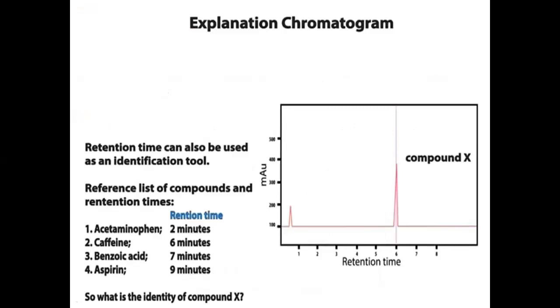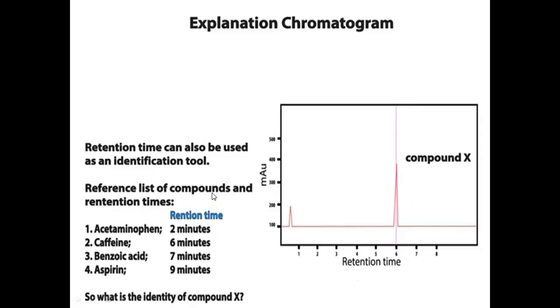So how do you expect this chromatogram? The retention time is very, very important. Retention time can also be used as an identification tool. Here you can see the retention time: 1 minute, 2 minutes, 3, 4, 5, 6, 7, 8. If you don't have a reference, a particular compound X may be caffeine, which will elute at 6 minutes. The retention time is going to be 6 minutes.